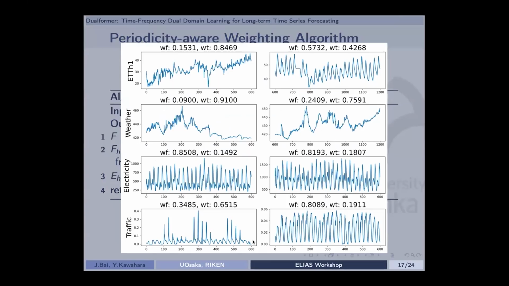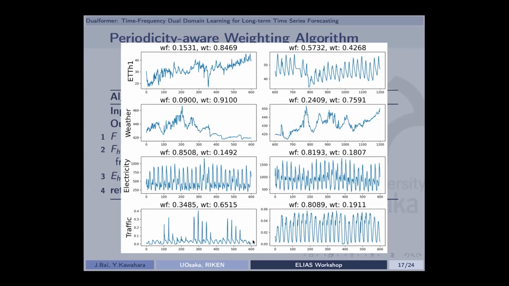And this is some visualization of how our model generates weights for the two branches. One interesting thing here is that there are 8 time series from 4 datasets. But you can see that in the first 2 rows, these 2 time series are actually different segments from the same time series. The time points are from 0 to 600 and 600 to 1200. So these are neighbors.